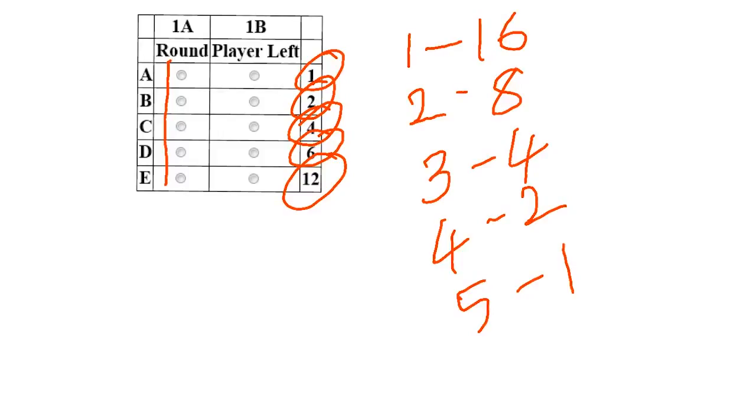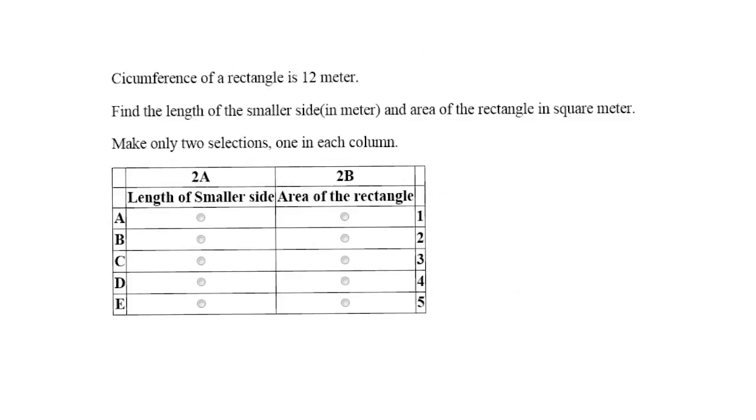But if we choose 1, for choice 1B we have to choose 16, but 16 is not there, so we can't choose 1. Also we can't choose 2, since 8 is not there. 4 means 2. Yes, 2 is there. This will be the correct answer for 1A: 4, and the 1B answer is 2. We have to choose the answer this way. Let us go to the second example.